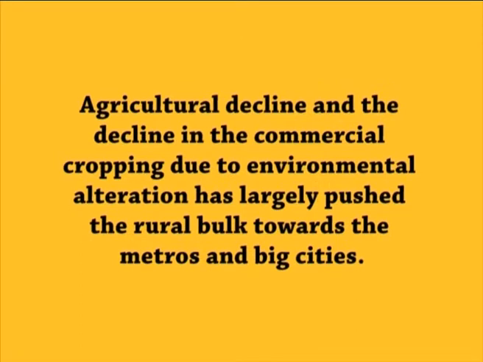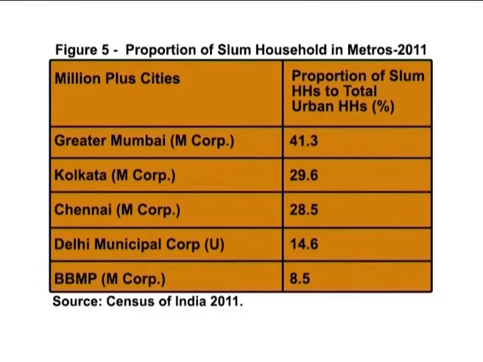Agricultural decline and the decline in commercial cropping due to environmental alteration has largely pushed the rural bulk towards the metros and the big cities. The figure shows the proportion of slum households in metros as per the Census 2011. The data makes it clear how big cities like Mumbai, Kolkata, Chennai, and Delhi have the bulk of India's slum population.